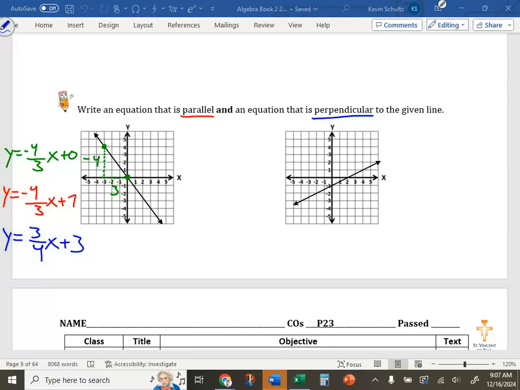So that's what you're asked to do here. You are writing a total of 3 equations. One equation is the given line. I did that in green. One equation is a line that's parallel to it. Did that in red. And then an equation of a line that is perpendicular to it. Did that in blue. And really all that matters are the slopes. The y-intercepts, except for the parallel line, can be whatever you want. Okay, so you can do the last one on your own.